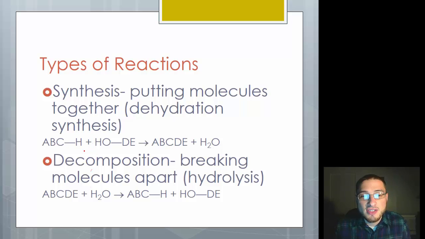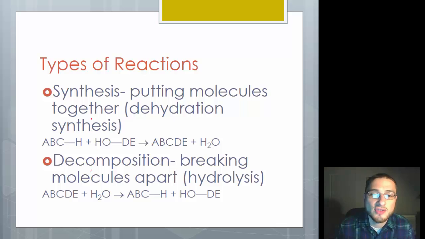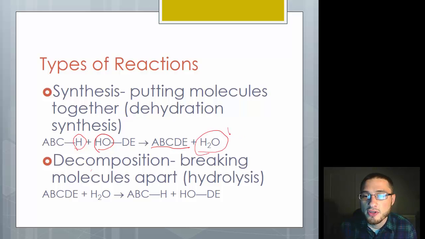Okay, we talk about synthesis reactions. In dehydration synthesis, you're going to remove a hydrogen from one molecule and an OH from another molecule, and that's going to put them together. So now our ABC and our DE come together to be ABCDE, and then we're left with a water molecule because we had our H and we had our OH. Now this ABCDE is just a representation. There's no molecule named ABCDE.